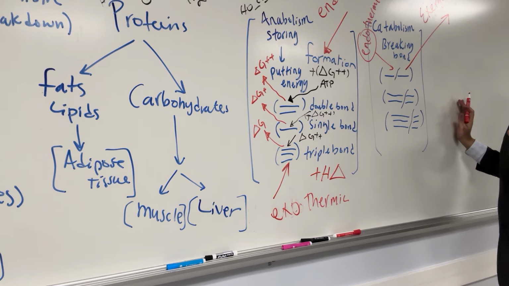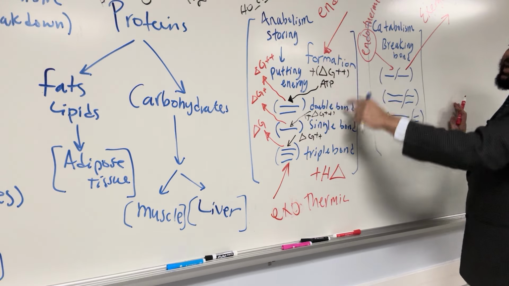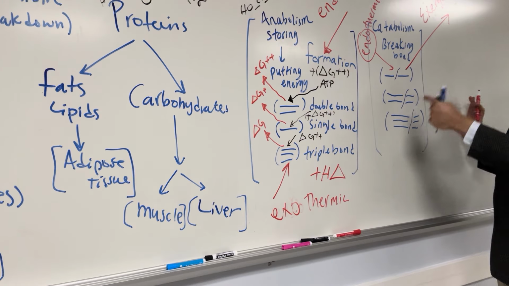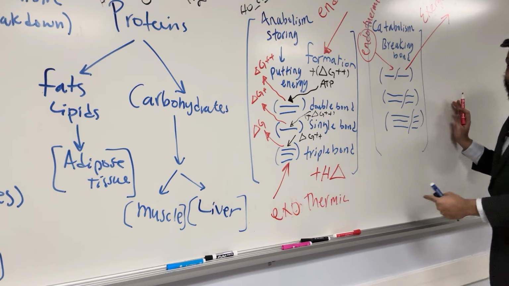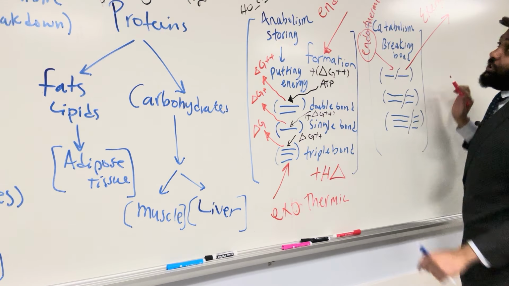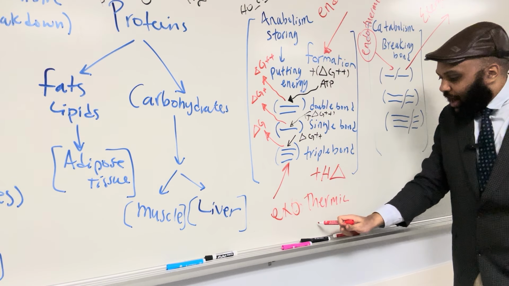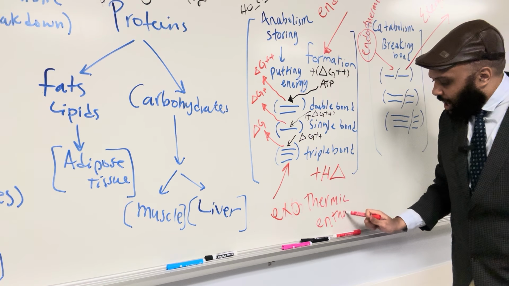Are we clear? Endergonic means the energy is going in the bond. Exergonic means energy is leaving the bond. I'm catabolizing. Now let's go to a different convention. This is no longer ergonic, delta G. This is enthalpy. Delta H, heat, thermal reaction.